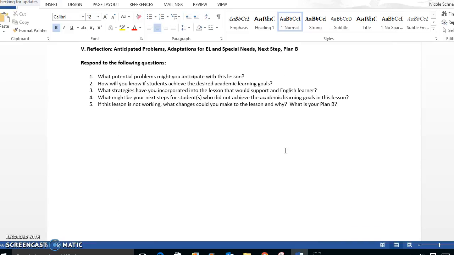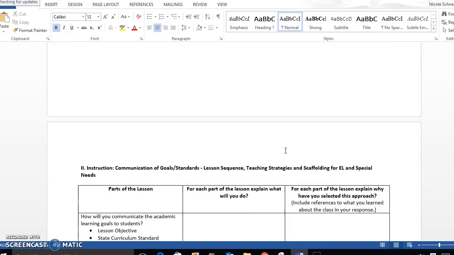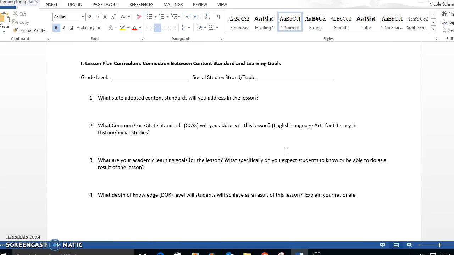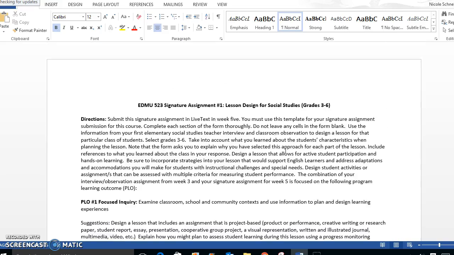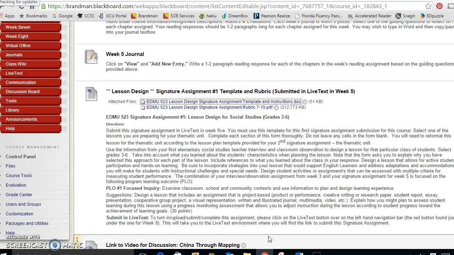And then, of course, there is a short reflection at the end. So just take a look at those questions. You can answer them in one paragraph at the bottom or after each number. You can decide. And this is a signature assignment, so it gets submitted into LiveText. Because of that, I put the comments in LiveText. So you'll get the grade in Blackboard and in LiveText, but your comments will only show up in LiveText. Sometimes I get students asking me, well, where are my comments? They're in LiveText.